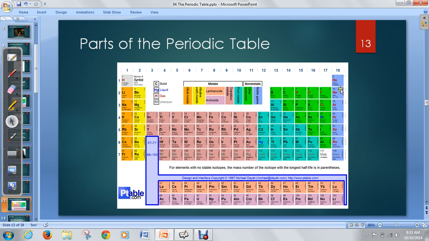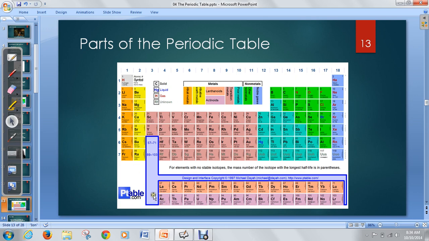And the last column we'll talk about is the noble gases. They are not reactive at all. Okay, they have the name noble because you can think of a nobleman who doesn't interact with the peasants, you could say. So the noble gases, very unreactive, but very stable. Okay. All right, so those are the different parts that you should know.